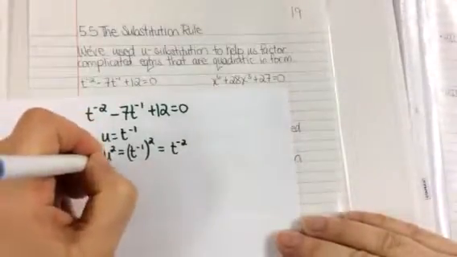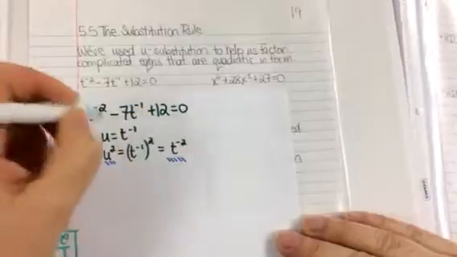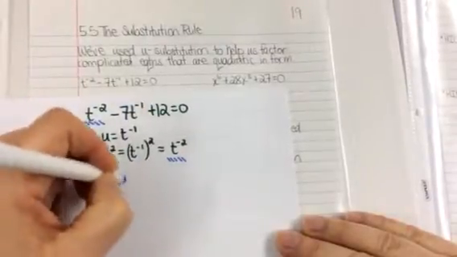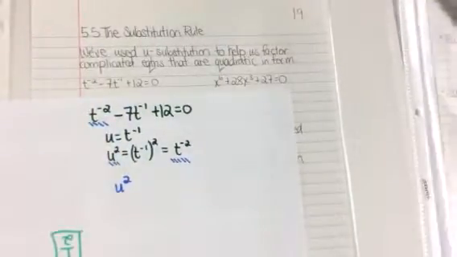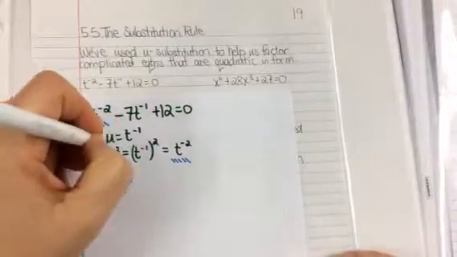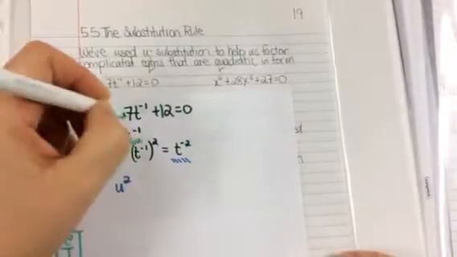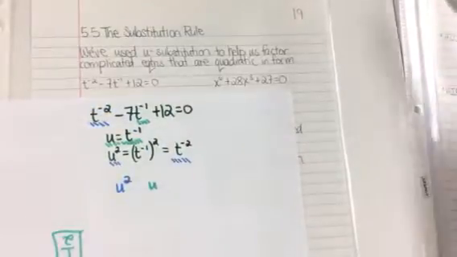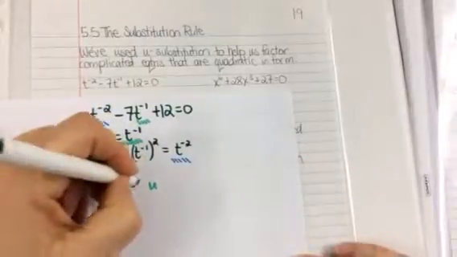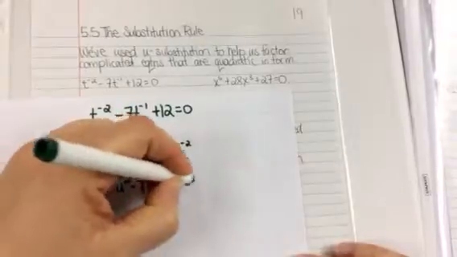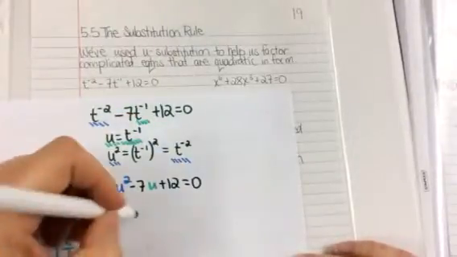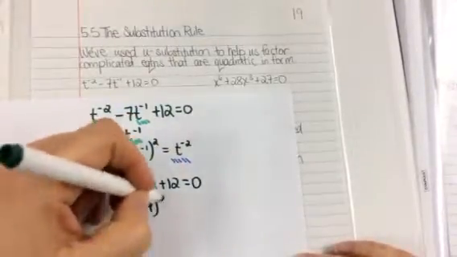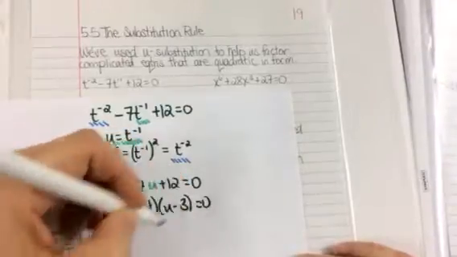So I'm going to substitute u squared right here, and I'm going to substitute u for the t to the negative 1 right there, and there's a negative 7 in front of that, and then a plus 12 and it equals 0, and now I can see this is quadratic and I can easily factor it and solve for u.